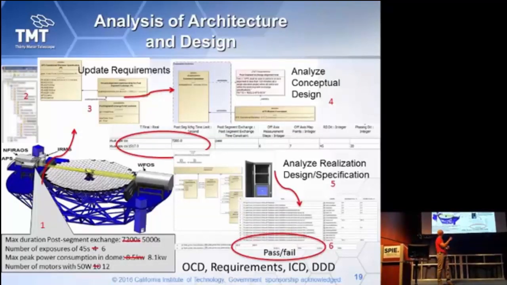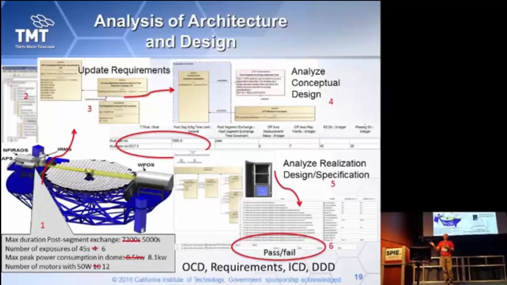That happens here. We then do an analysis of our conceptual and or the realization design. So we run a certain scenario, get the total time, or we do a dynamic power rollup for a certain operational scenario and determine the peak power. And in the end, we verify automatically the result against the requirement, and the tool will tell us if it passes or fails. And all this will be in the end generated into the documentation.